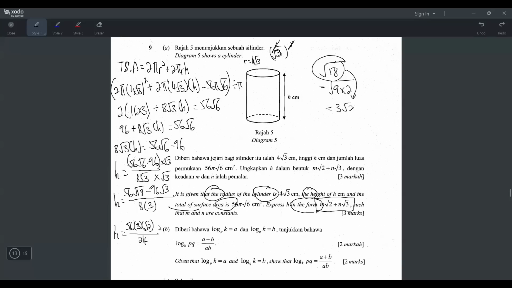And then minus 96 square root 3. Okay, square root 3 cannot be simplified already. So h equals to what? 56 times 3, you can just press in your calculator. So I get 168.